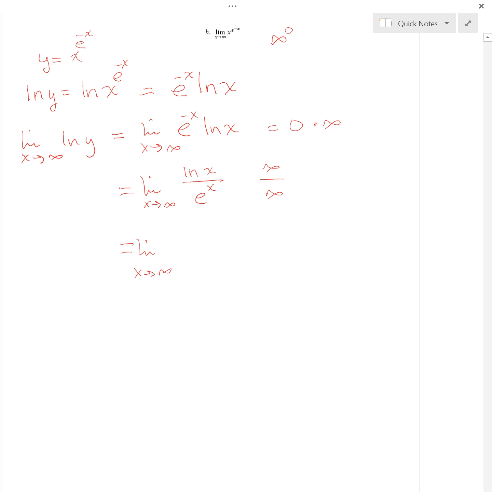Limit as x approaches infinity, and derivative of natural log is 1 over x, derivative of e to the x is e to the x. We'd rewrite that as the limit as x approaches infinity of 1 over x times e to the x. That's how we'd clean up that algebra. And now if I plug directly in, we have a 1 over infinity, and we know 1 over infinity goes to 0.